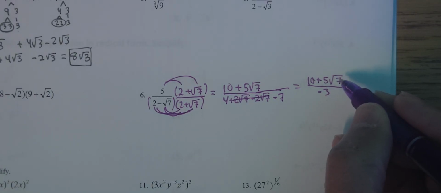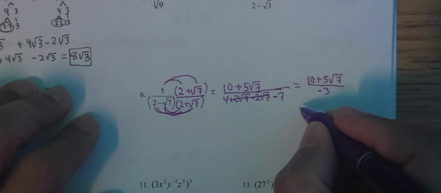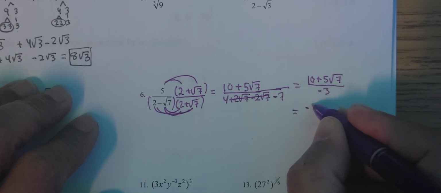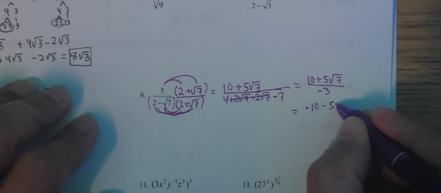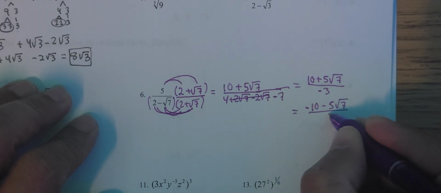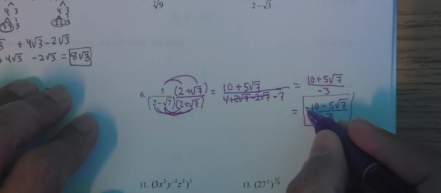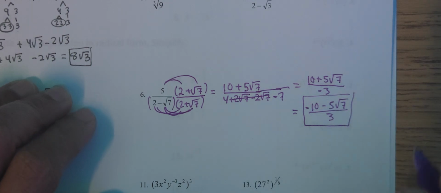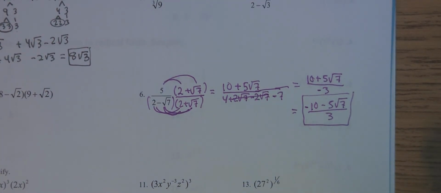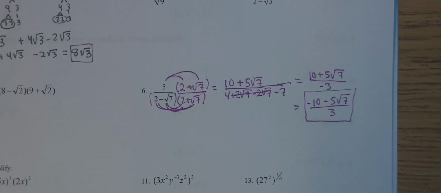So all we can do is make the whole thing negative. So that means negative 10 minus 5 square root of 7 over 3. So all I did was, since this 3 is negative, then the 10 and the whole thing becomes negative, or change the sign. So that's the answer to number 6.